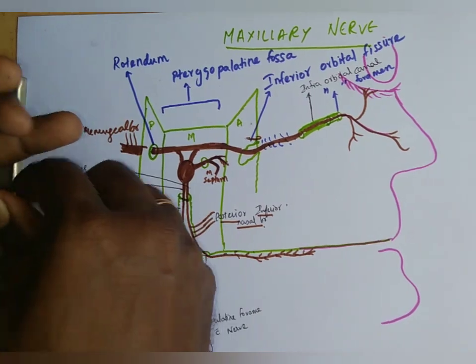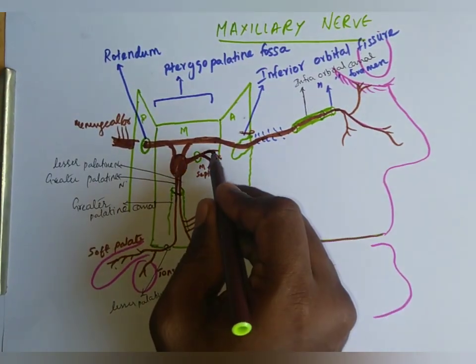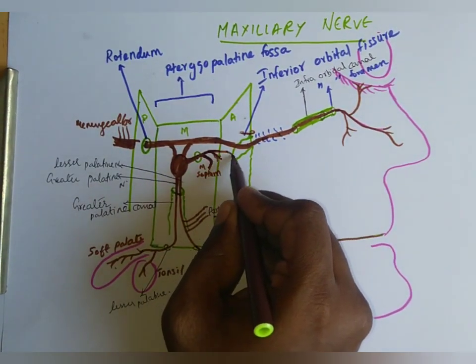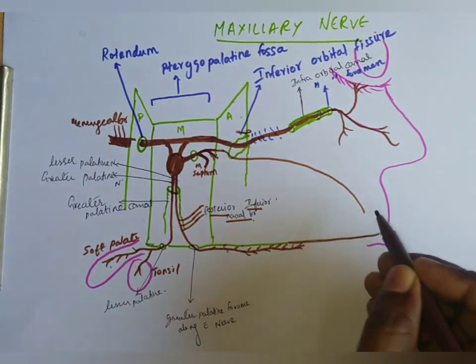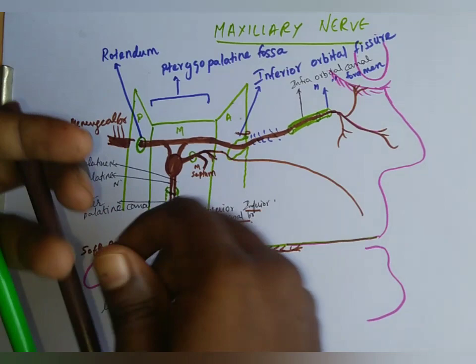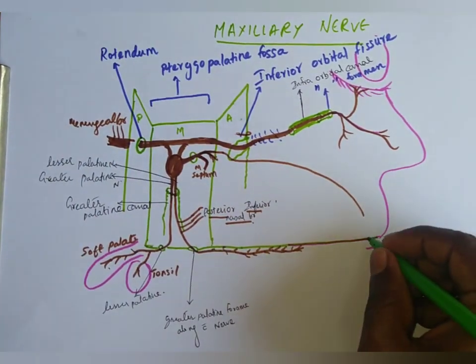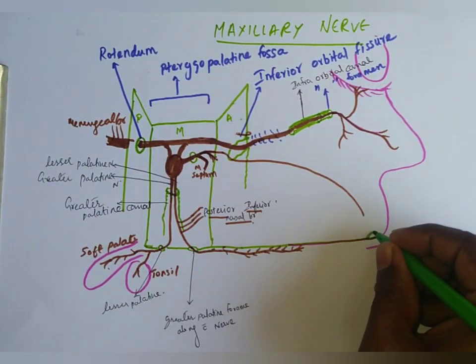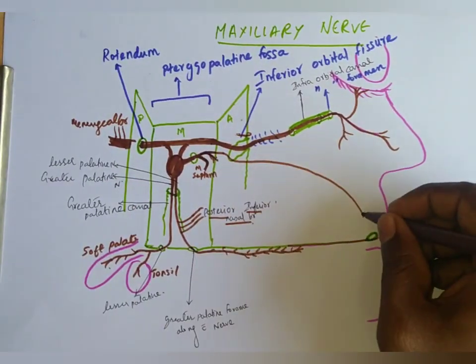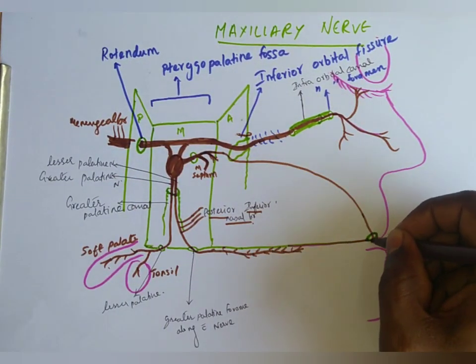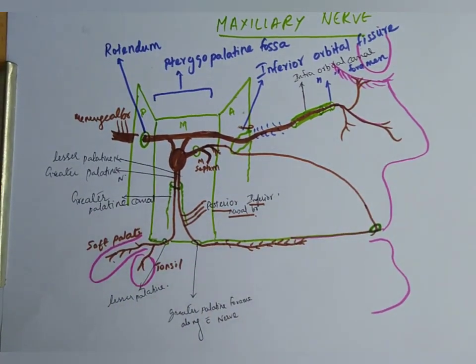Okay, during its course, it gives a very long branch which will come out anteriorly through the incisive foramen. I'll show you the incisive foramen in the skull.